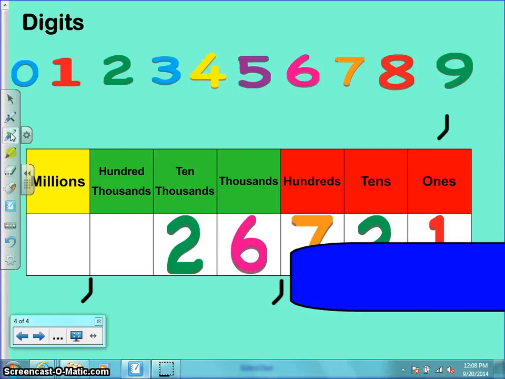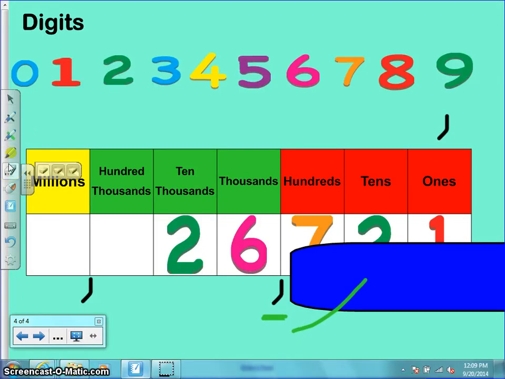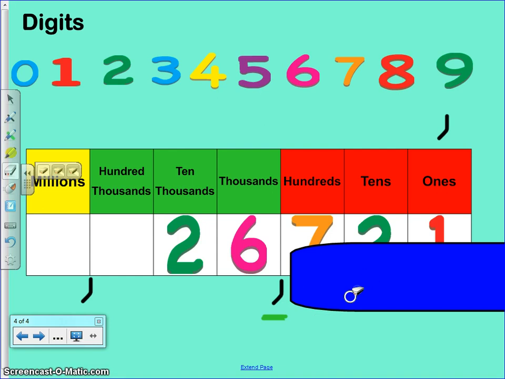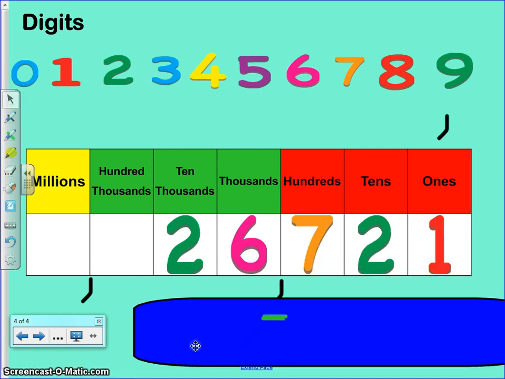However, because I see this first comma down here, that comma tells me to say the word thousand, because it's saying that those two digits are in the thousands period. So I say, okay, it's not just 26, but I see the comma, 26,000. Then I go ahead and I read the rest of the number. 26,721.